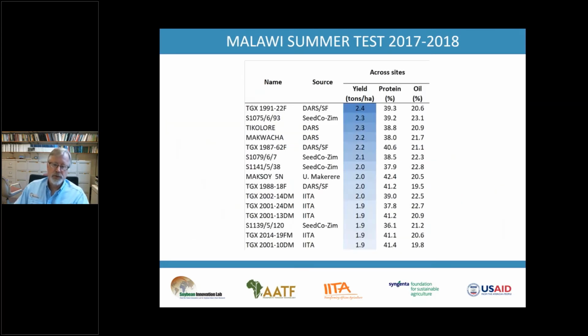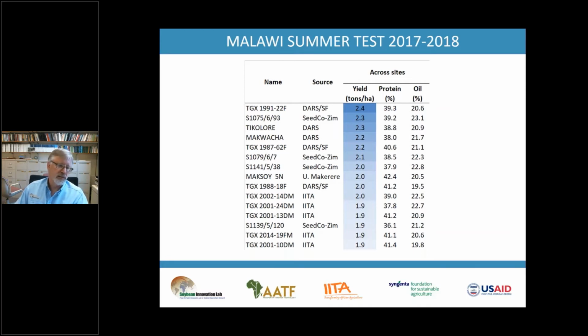Because soybean is grown primarily for the protein and oil in the seed, what we're doing is we're actually getting seed tested that were harvested from these variety tests for both the protein and oil concentration. And what's happening is we're taking seed samples harvested from these tests, and they're being shipped to the University of Missouri, where they're doing this composition analysis.